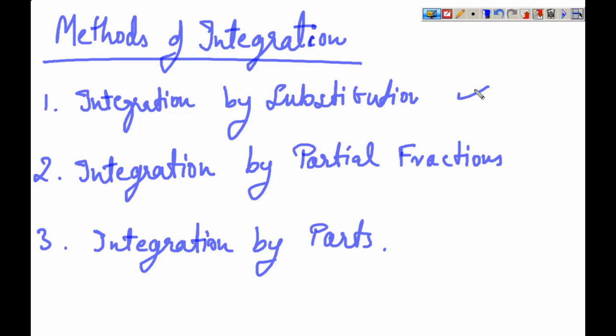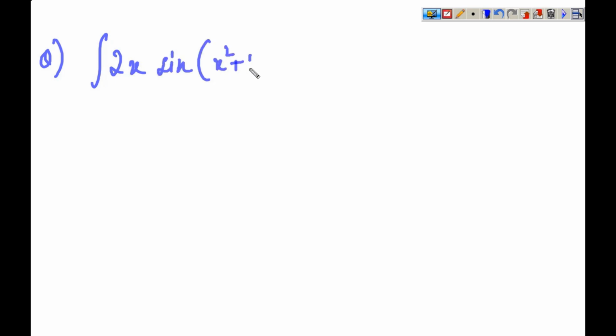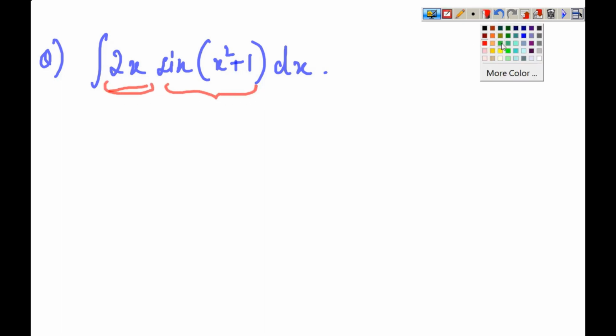To better understand this, let's try to solve a few problems, and in this process we will get to know what is integration by substitution. I have been given a problem which looks something like this. I need to find the integral of this function x squared plus 1. So here I can see that it is composed of a product of two functions, this one being the first function and this one being the second function. To simplify those types of problems, we need to check for derivatives.